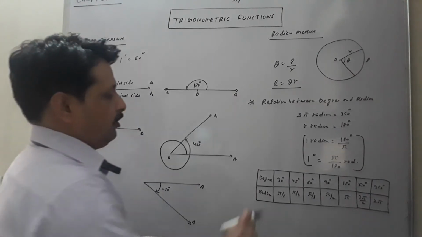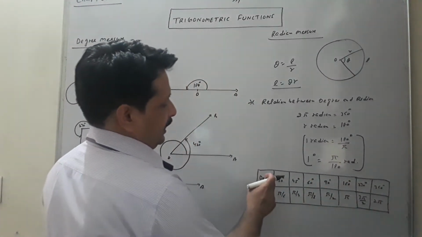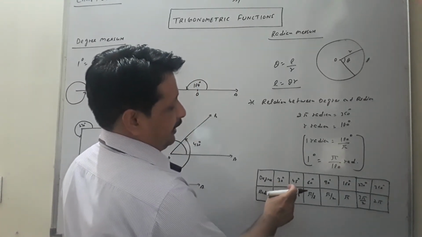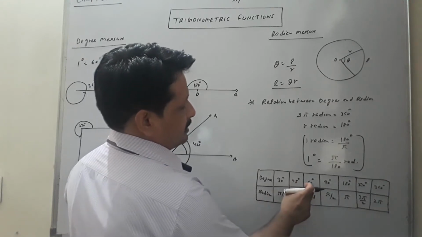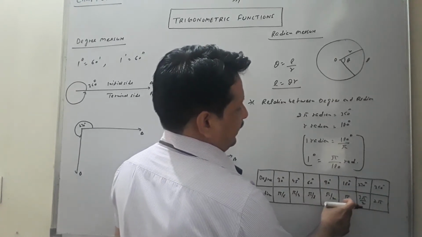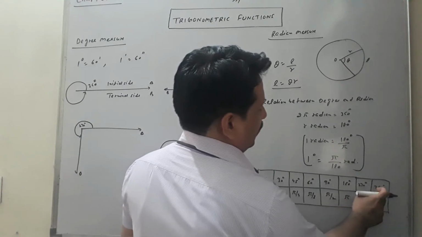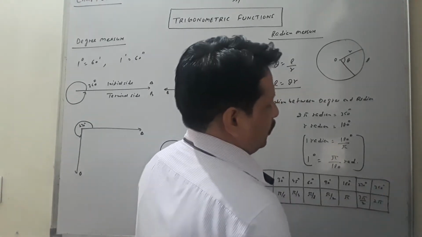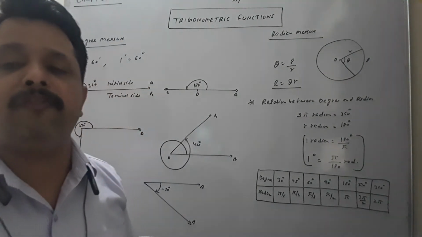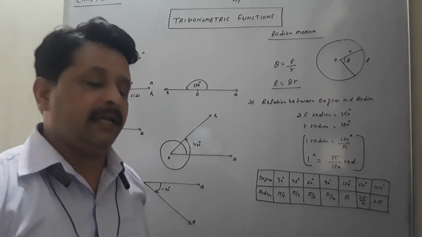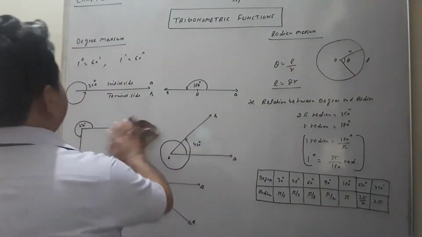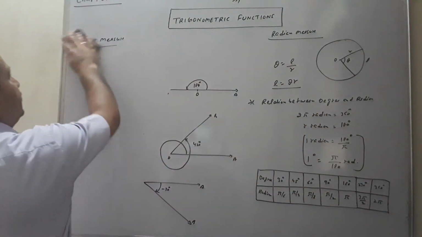Now I have drawn one table for you where I have changed the degree into radian. First is 30 degrees, which is pi by 6 in radian. 45 degrees is pi by 4, 60 degrees is equal to pi by 3, 90 degrees is equal to pi by 2, 180 is pi, 270 is 3 pi by 2, and 360 degrees is equal to 2 pi. Means if anybody says write 90 degrees in the form of radian, you will say this is equal to pi by 2. So these are some basic things that we will use in the exercise questions. Let us come to the exercise questions.